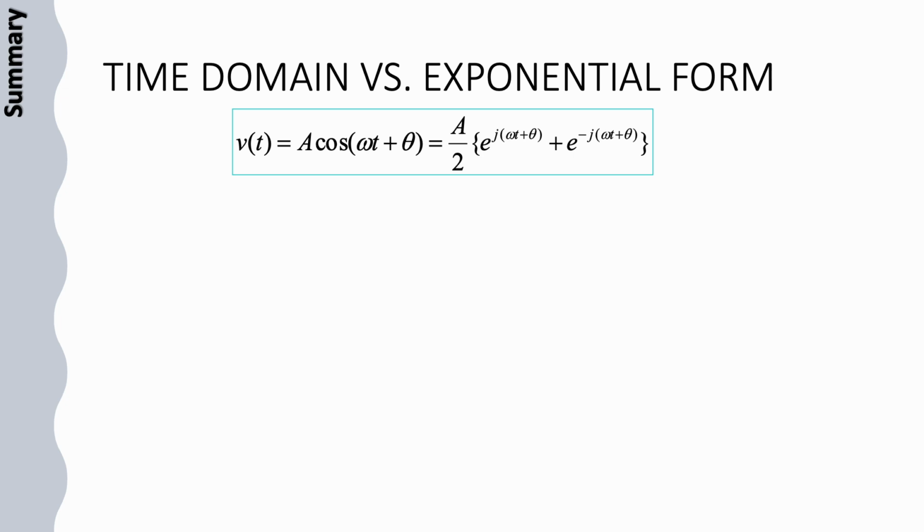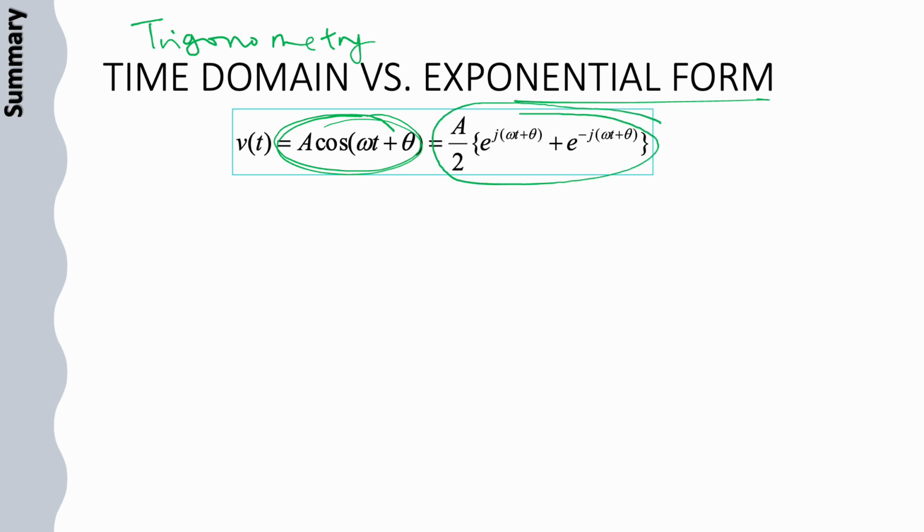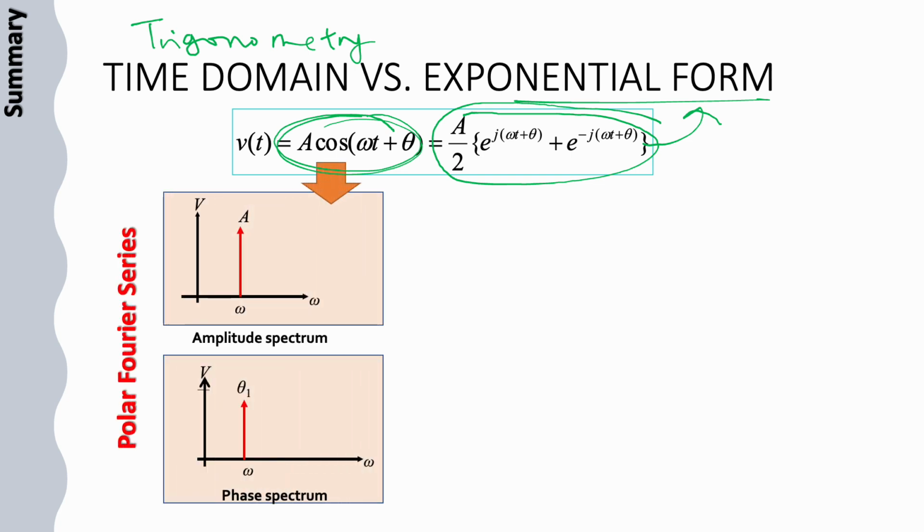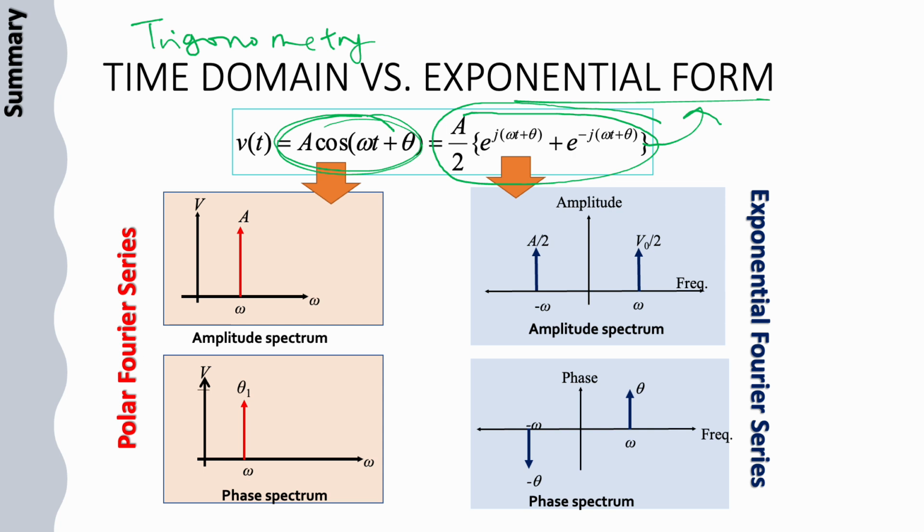So in summary, we have the time domain or trigonometry form versus the exponential form. One is in this form, known as the trigonometry or time domain form, and when you see exponential, this is the exponential form. So what is the difference? The difference is the pattern of the graph. One is a single-sided graph, another is a double-sided graph, but we still need to have the amplitude spectrum and phase spectrum.